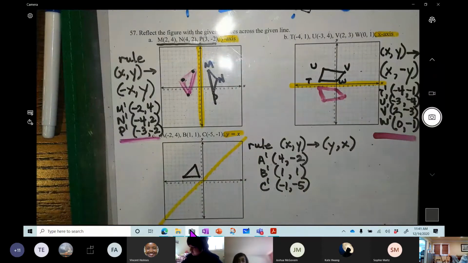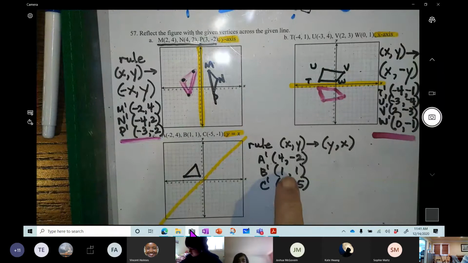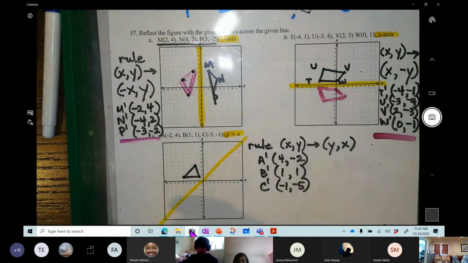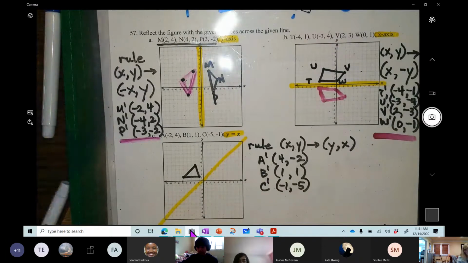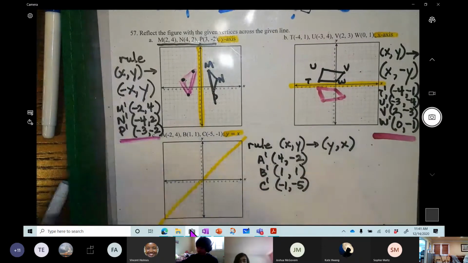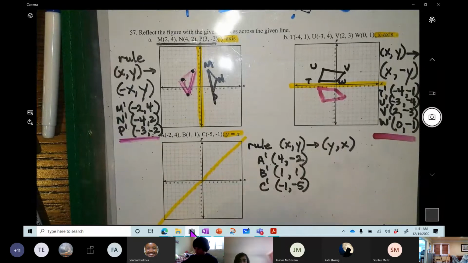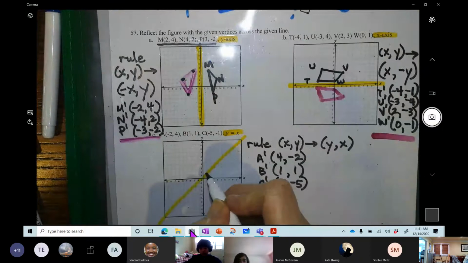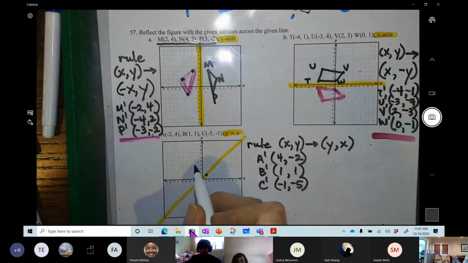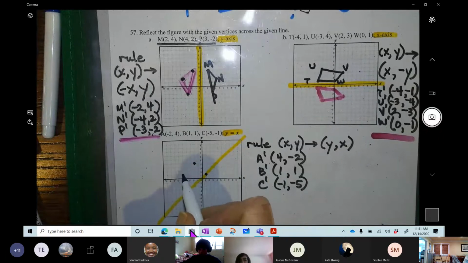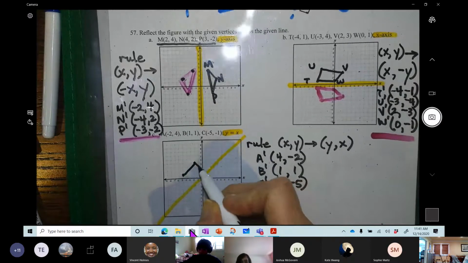Something's wrong. I did something wrong. This shouldn't be 1, 1. Should it? B is 1, 1. Where did I... I did negative 1, 1. Okay, so the problem was not in the rule, the problem was with my execution here. Because 1, 1 is right here. Negative 2, 4. And then negative 5. Okay, now I feel good about this.